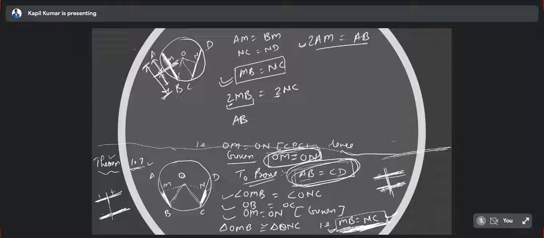This distance is MB. If we multiply it by 2 times, then we will get AB. And similarly here, this distance is NC, and if we double this distance, so we will get what? CD. So you can also do it like this, just take this and multiply it by 2. And in the next step you can write that AB is equal to CD.